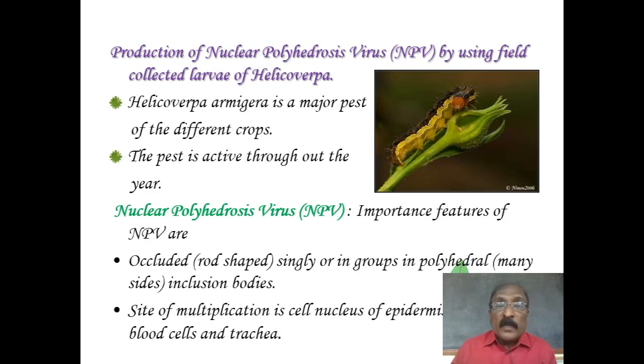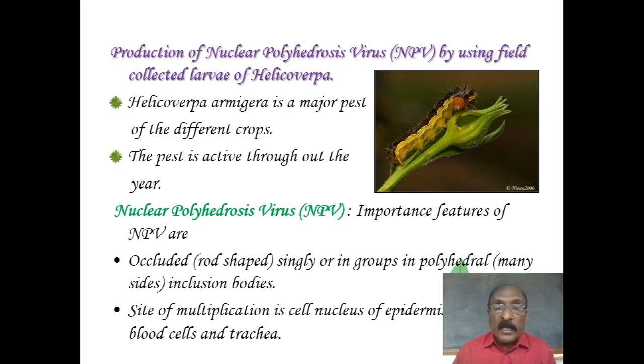Production of nuclear polyhedrosis viruses by using field-collected larvae of Helicoverpa. As you are all aware, viruses are obligate intracellular parasites. They cannot be cultured in the laboratory. Hence, insects are used for the multiplication of the viruses. Helicoverpa armigera is the most serious pest of different crops. The pest is active throughout the year.